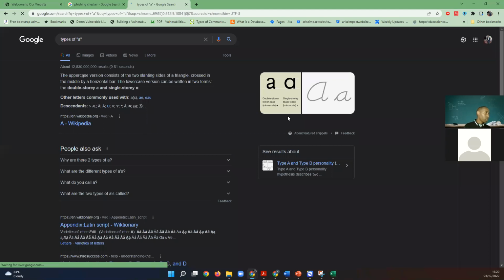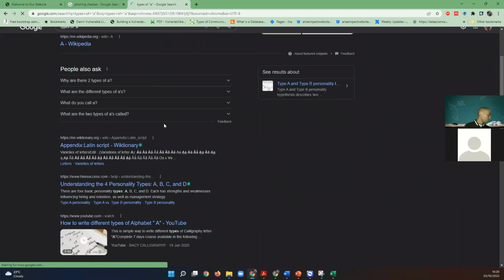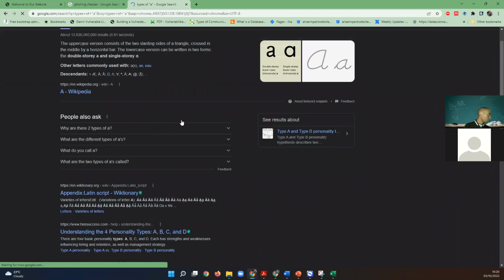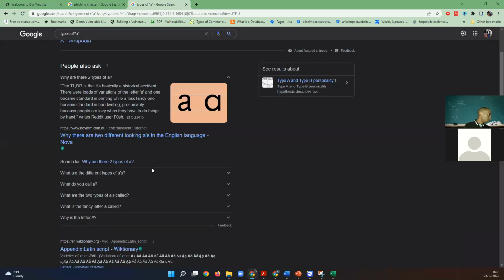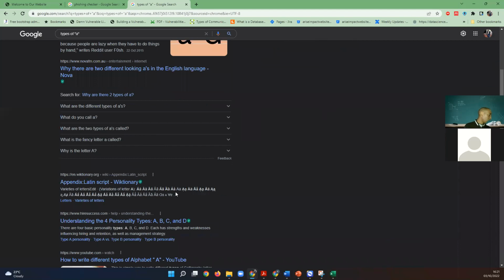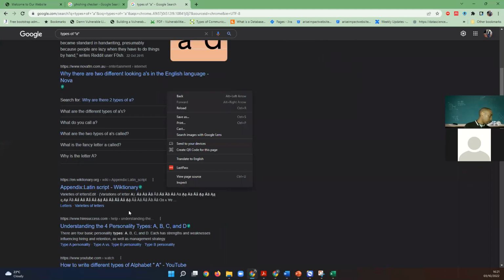So you can see, the disease is called double story lowercase, minuscule, and this one. So, this is an historical accident. I don't know what to do. But let me see whether I can find that A and type it.